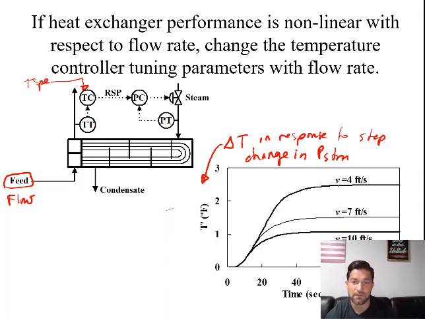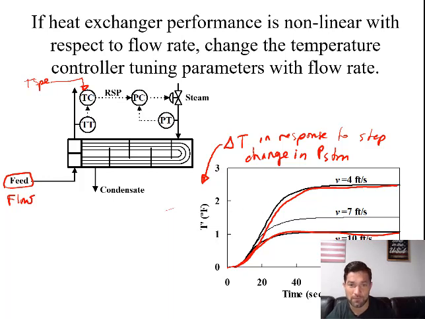If the flow rate of the system is 4 feet per second, we see there's a little bit of lag, and the gain is fairly high. If this system is flowing at, for example, 10 feet per second, the process levels out a little bit faster, but the gain is significantly smaller. Because these gains are very different, maybe the time constants also vary a little bit, so the required PID parameters are going to change.